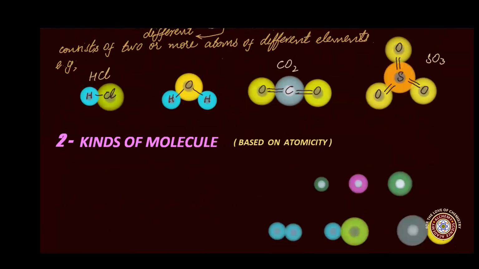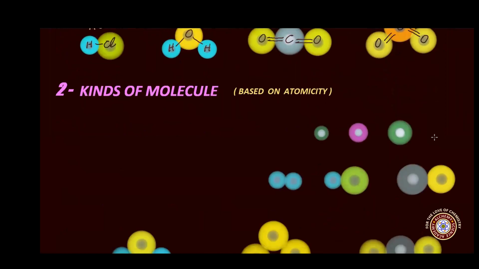Now let us move on to the second basis of classification of molecules, and this classification is based on the atomicity. Before discussing this classification, we have to know about the atomicity of a molecule. Atomicity is another chemical term, and it is the total number of atoms per molecule of a substance.